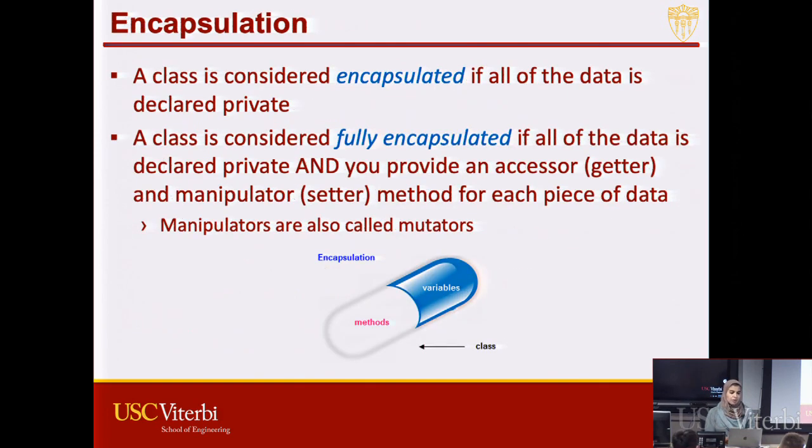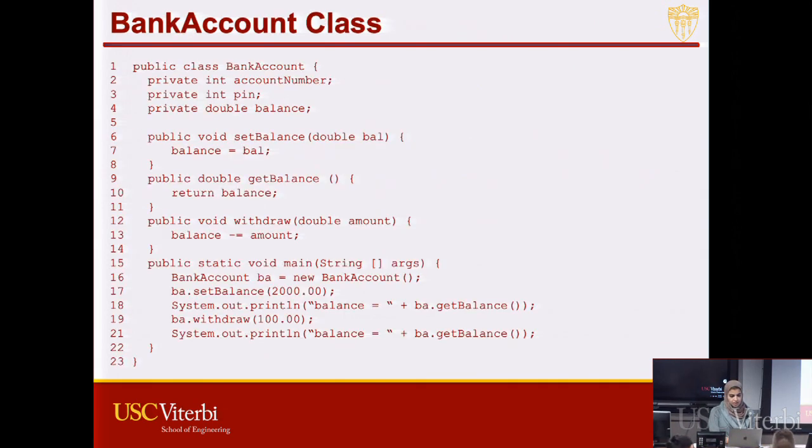We have another concept called encapsulation. A class is considered encapsulated if all the data is declared private. A class is considered fully encapsulated if all of the data is declared private, and we provide accessors or getters and manipulators, setters, methods for each piece of data. Manipulators are also called mutators. So is this class encapsulated or not?